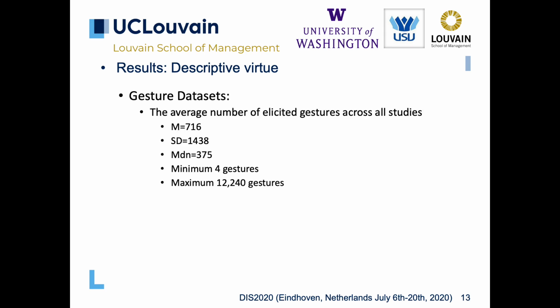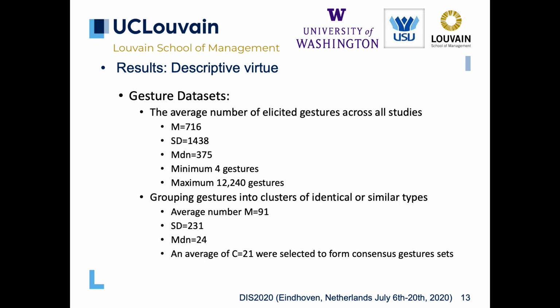About the gesture dataset, the average number of elicited gestures across all studies is 716. The minimum is 4 gestures. The maximum is 12,240 gestures. The average number of groupings of gestures into clusters of identical or similar type is 91.